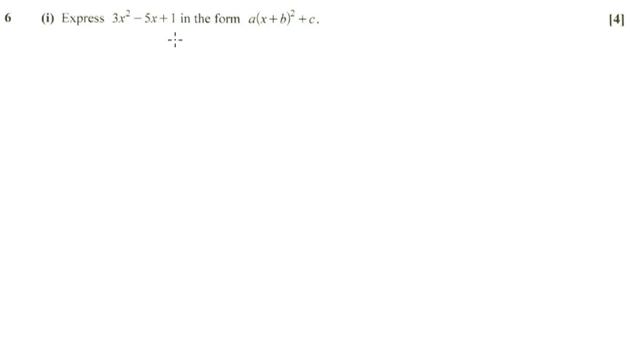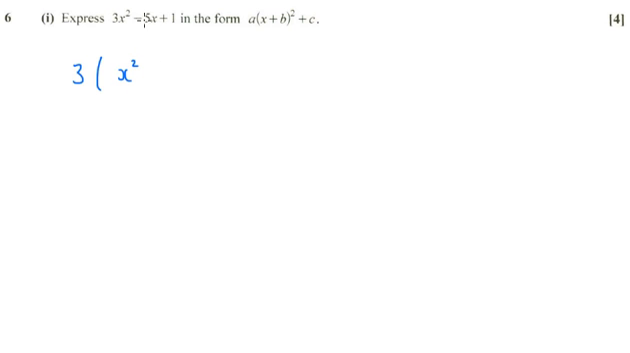Part 1 is asking us to complete the square of this quadratic here. So we've got some awkward numbers here. We've got two odd numbers here. So the first thing I'm going to do is take the 3 out as a factor of the first two terms, because I need to start off with just a 1x squared.